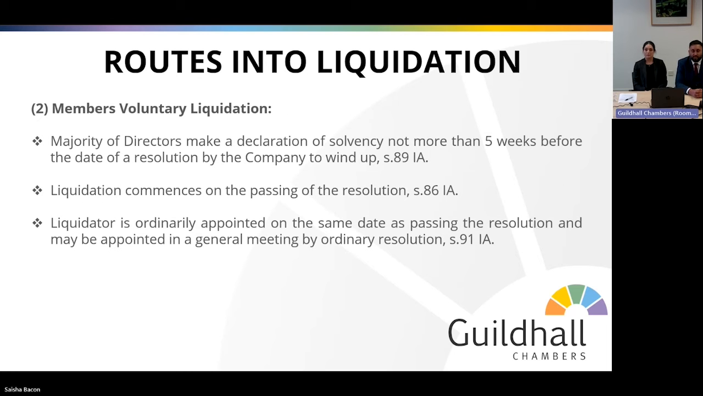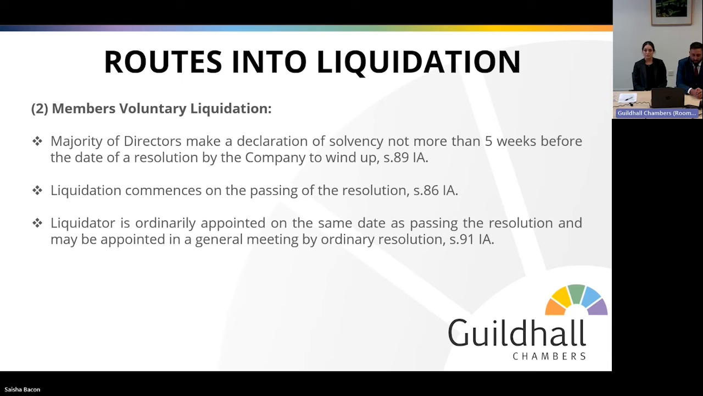Here we've got members' voluntary liquidation, and the image that I tend to have in mind with this is a company which is solvent and the shareholders have essentially had enough and want to close it down. So what happens here is that they make a declaration of solvency. They then pass a resolution of the company to wind up. Liquidation then tends to commence on the passing of the resolution.